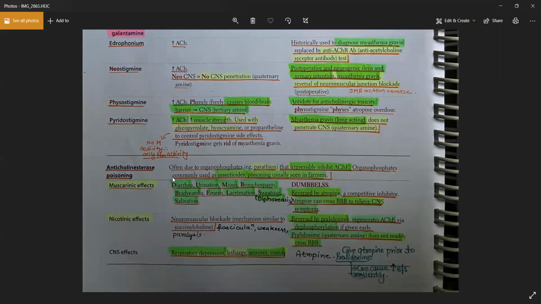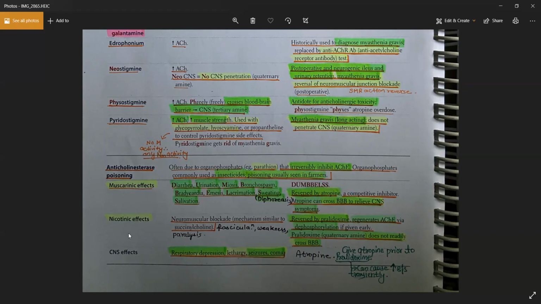And all of these symptoms can be easily reversed by atropine, because atropine is an anti-muscarinic agent that can easily cross the blood-brain barrier. So it will inhibit the muscarinic receptors both in the brain as well as outside the brain. And that's why the first thing that you will give to a patient whom you suspect of anticholinesterase poisoning is always atropine.